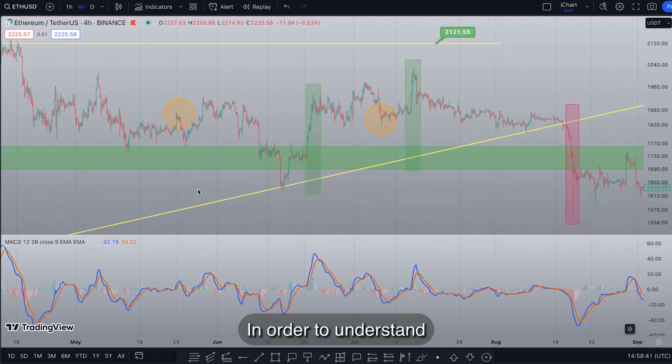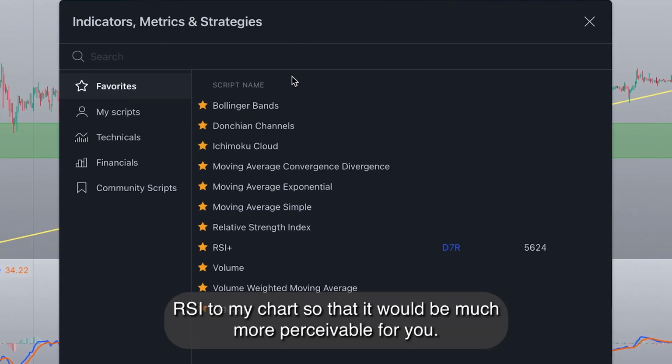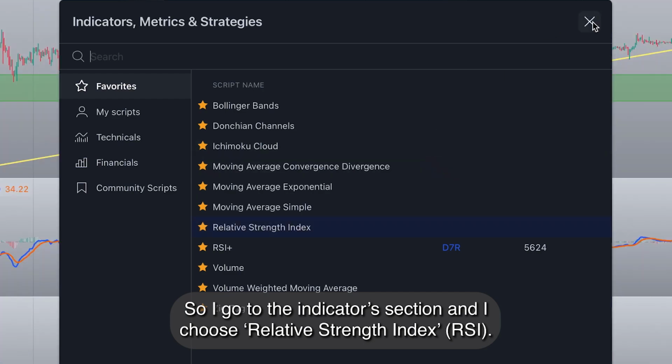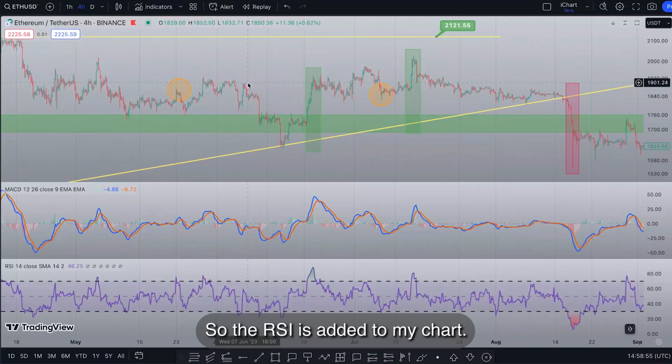In order to understand rapid rises and falls better, first of all, let me add RSI to my chart so that it would be much more perceivable for you guys. So I go to the indicators section and I choose Relative Strength Index. So the RSI is added to my chart.